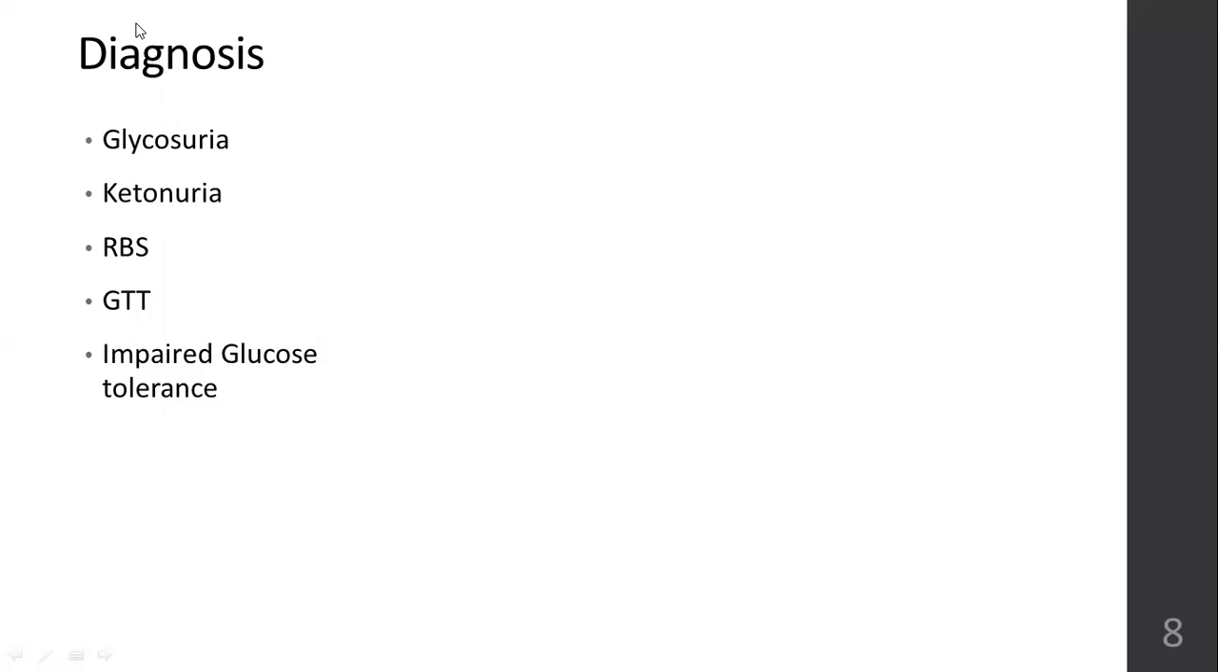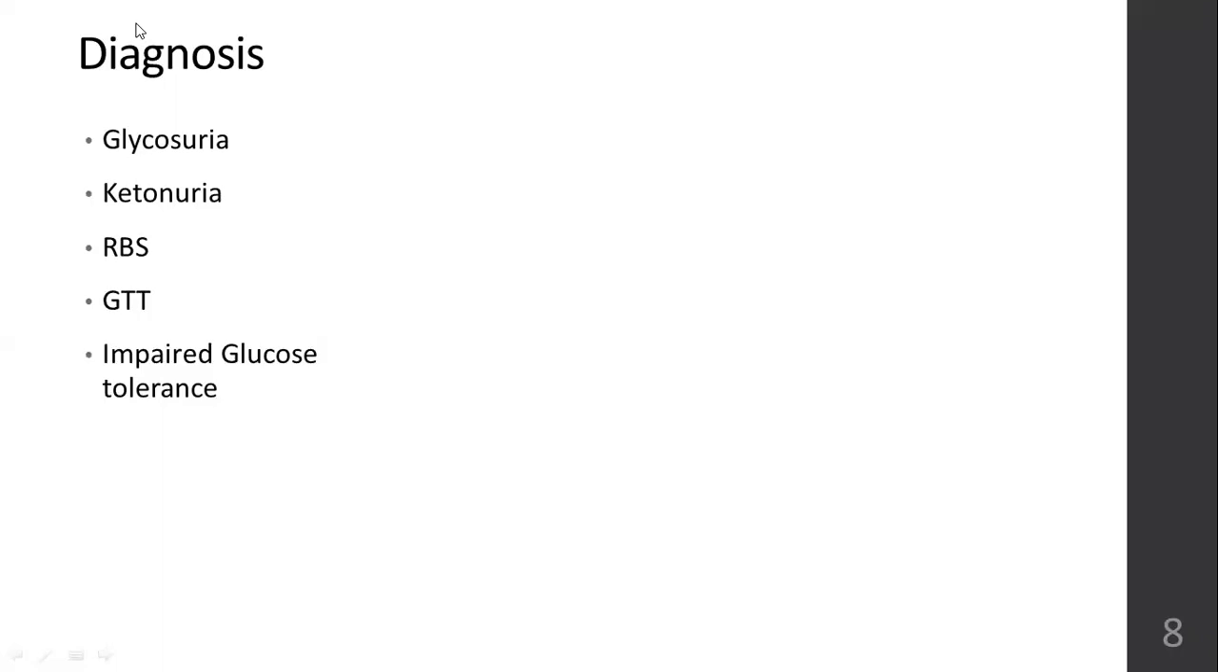So coming to diagnosis, how will you diagnose if somebody is diabetic or not? As we have seen the symptom of glycosuria, presence of glucose in high amounts in your urine, that would be a giveaway that the patient would be diabetic. So how do you check if urine has glucose or not? There are different tests for that.